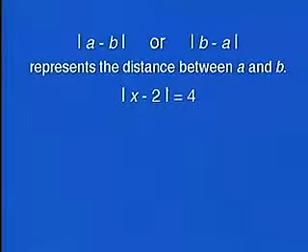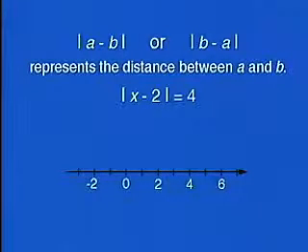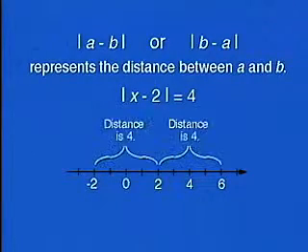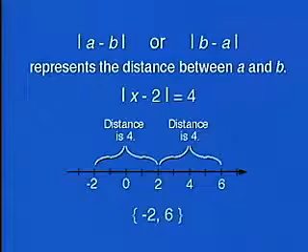Let's look at this on a number line. Here we have a number line. We're primarily interested in the number 2 and those numbers that are 4 units from 2. Those two numbers are -2 and 6. These two values, -2 and 6, give us the solution set to our absolute value equation.